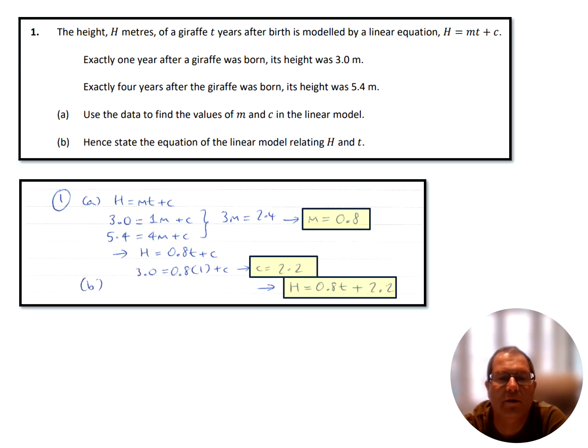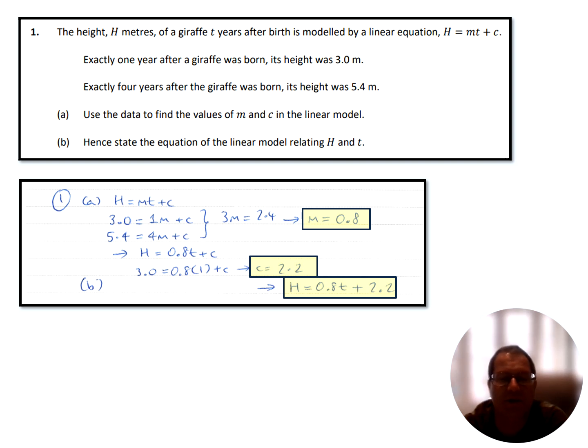So in part A, where we're asked to find the values of m and c, we're going to use simultaneous equations. So we can substitute a height of 3.0 with t equals 1, and we can substitute h equals 5.4 when t is 4, giving us the equations 3.0 equals 1m plus c and 5.4 equals 4m plus c. They've both got a plus c, so we can simply subtract them. That gives us that 3m is 2.4 and hence m is 0.8.